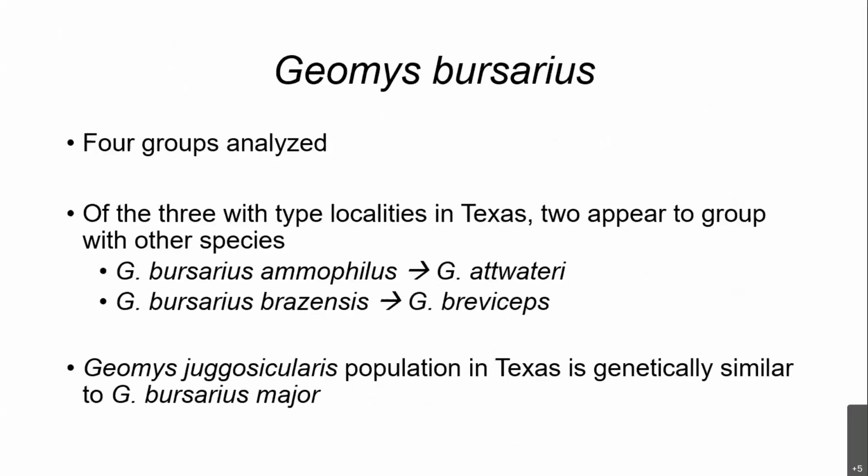So with Geomes bursarius, 4 groups were analyzed. Of the 3 with type localities in Texas, 2 of them appear to group, at least genetically, with other species. Again, bursarius ammophilus with Geomes atwateri, and Geomes bursarius brazensis with Geomes breviceps sagittalis. Jugosicularis, which is up in Hartley and Dallam counties, up in the Panhandle, is very similar genetically to Geomes bursarius major.